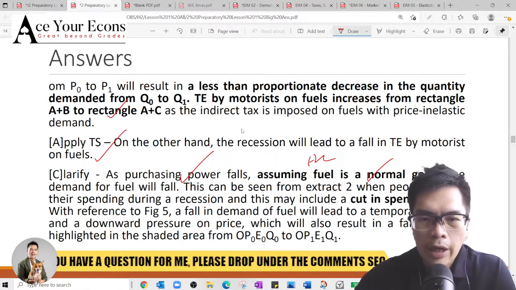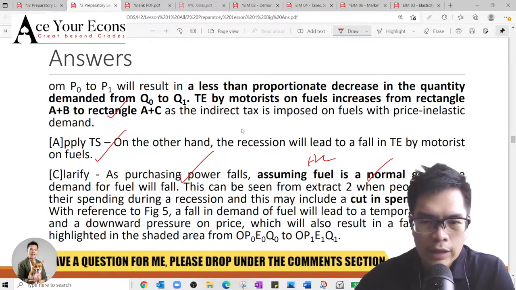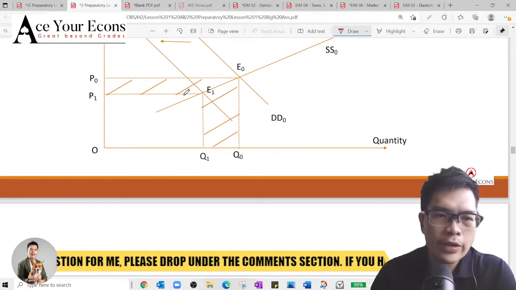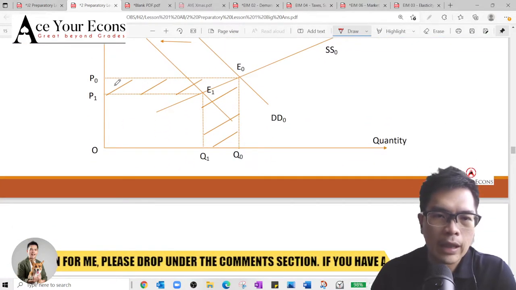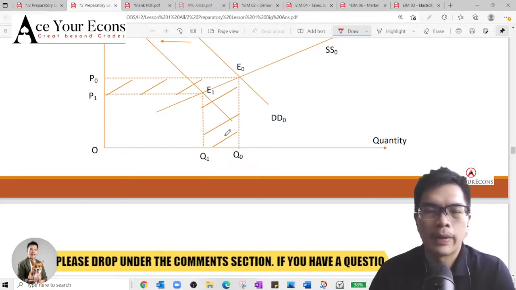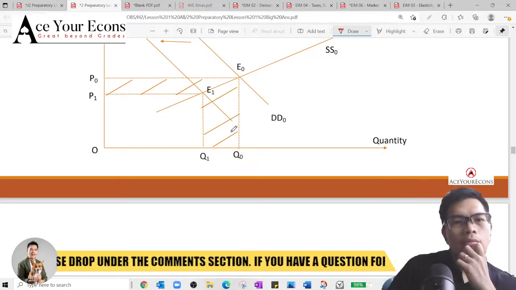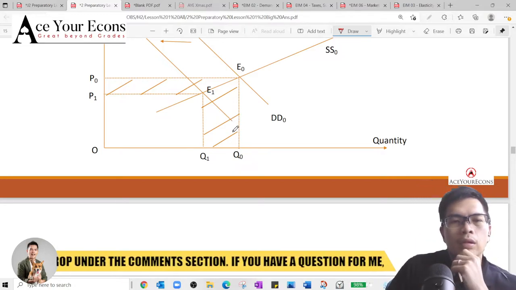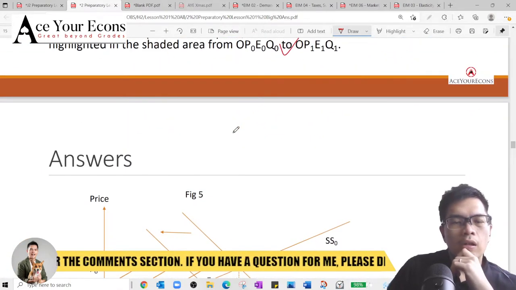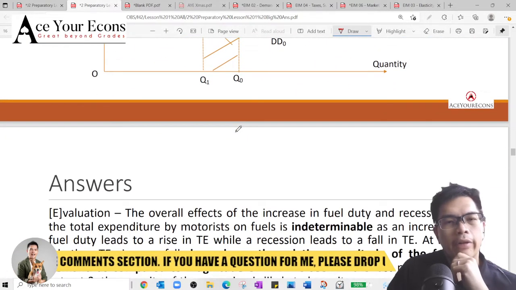Right? Okay, and when demand falls, you will see a fall in your total spending in the shaded area here. This is the fall in your total spending. So this is exactly the same as what we have covered earlier on.